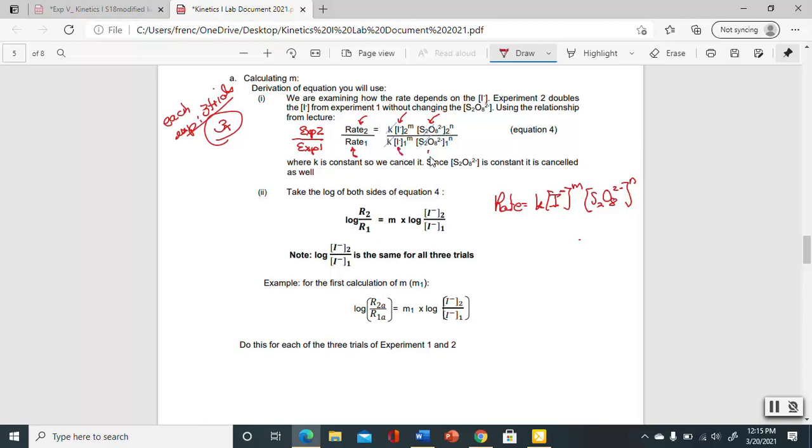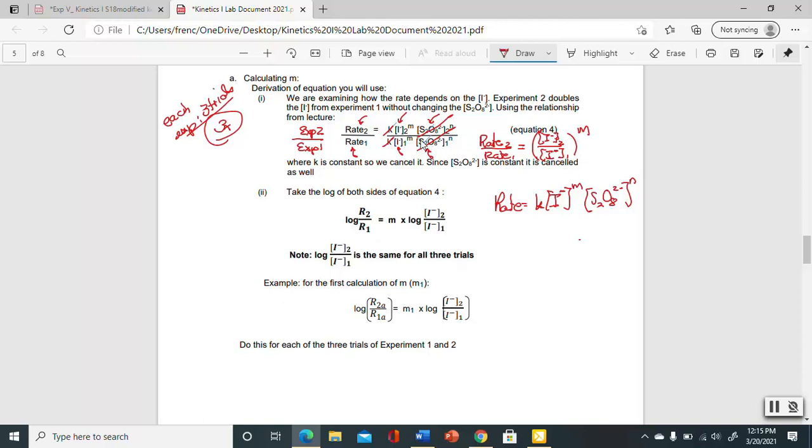Now, because in experiment 1 we held the persulfate concentration constant, this drops out. And our rate constant also drops out. So from this we end up with rate 2 over rate 1 equals the concentration of iodide in experiment 2 divided by the concentration of iodide in experiment 1, to the M. All right, so that's what you get out of this.